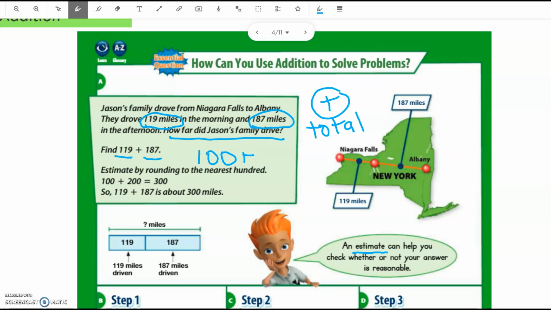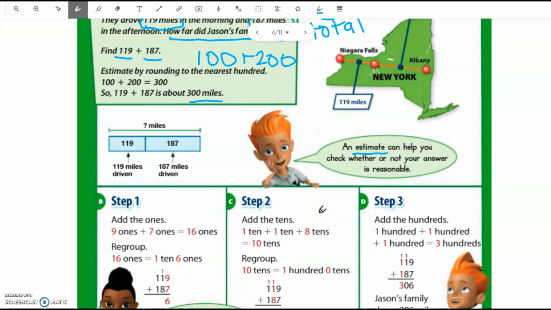And if I rounded 187 to the nearest hundred, that would round to 200. So I can guess 100 plus 200 is about 300. So I know whatever my answer is, it will be close to 300. But now we have to find the exact number.